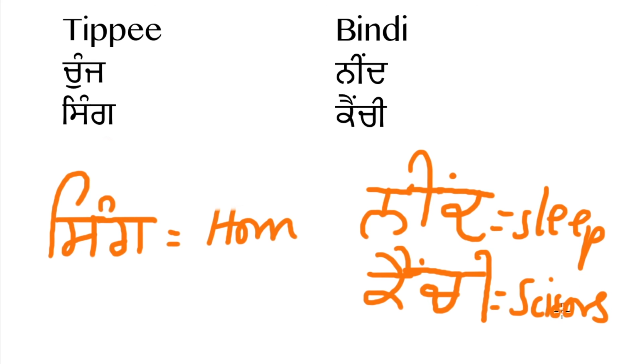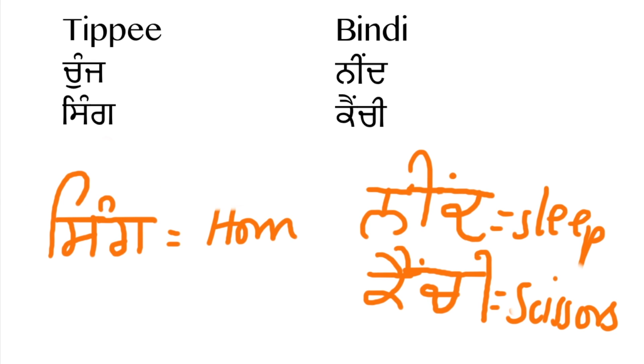Scissors used to cut. I don't know if I spelled that correctly in English. Perhaps I might need to revise some English spelling. Maybe double check the word. Yeah, it was a double S in the middle. Scissors. So we have kanchi. Notice the nasalization, kanchi, which means scissors. Neend, the nasalization there to mean sleep. And then in this case, sing, to mean horn.